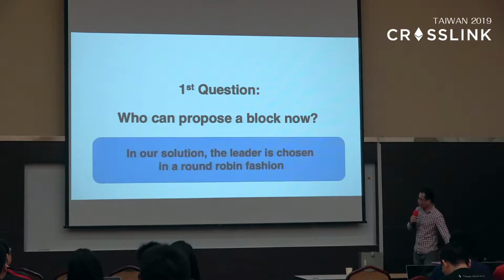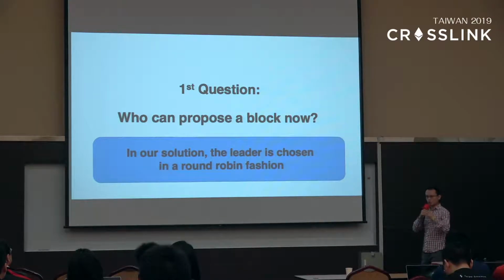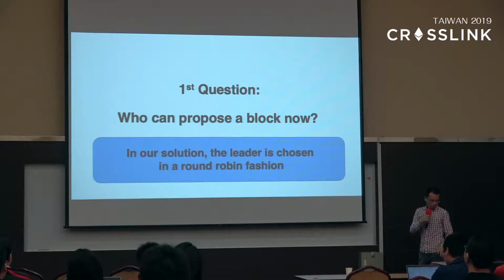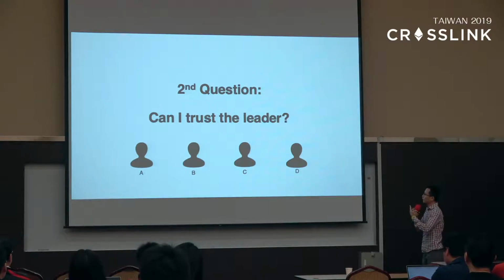So in our solution, we use a very simple mechanism to determine the leader. That is, just use round robin. So in other words, all the nodes take turns to be the leader. Okay, so now we've just solved the first question. So who can be the leader? And let's assume that now A is the leader.